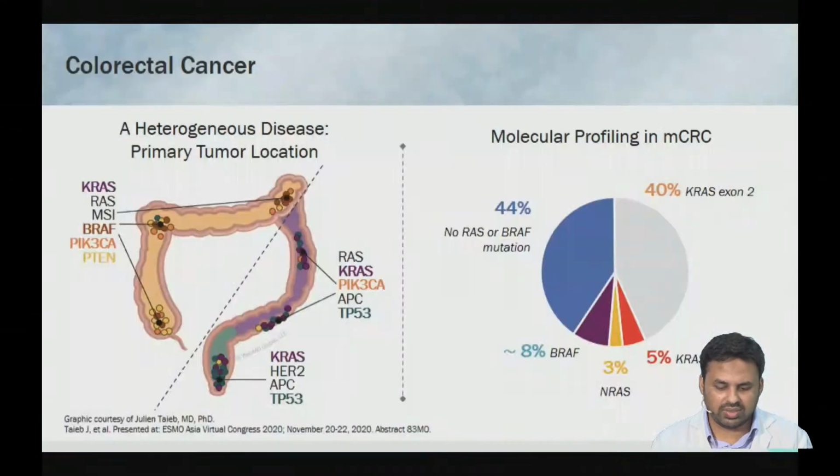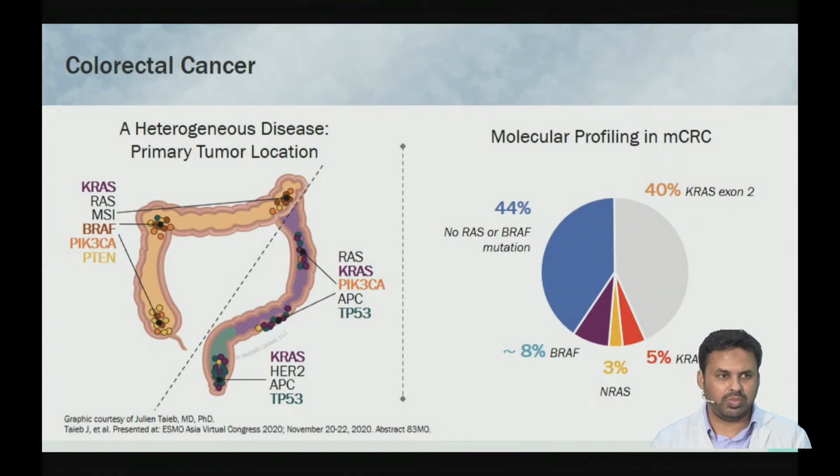So what are the first line strategies we adopt? It depends on the side of the tumor, the location of the tumor, whether it is right sided or left sided, and also we send for molecular profiling, that is, we look for the genomic alterations in the cancer. The most common mutations which we look for are KRAS and BRAF. For the other things, we still don't have drugs to target them.